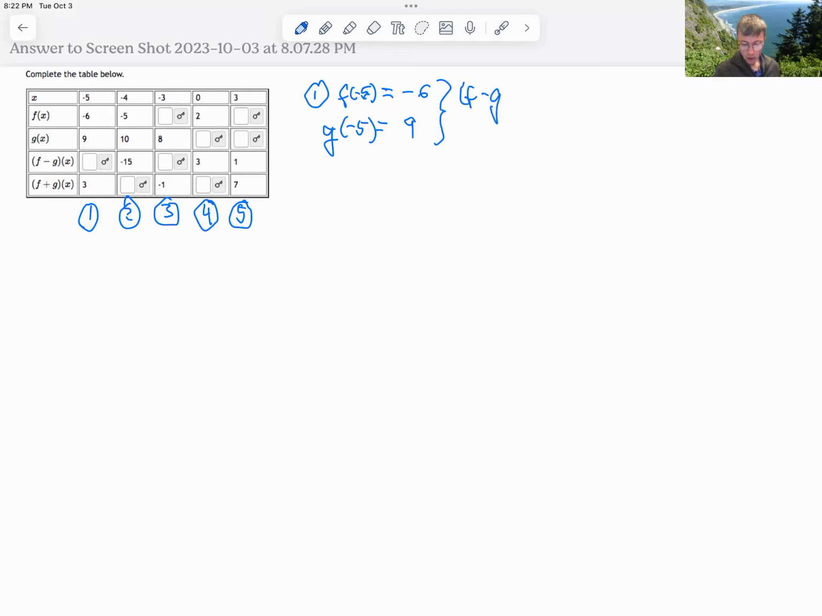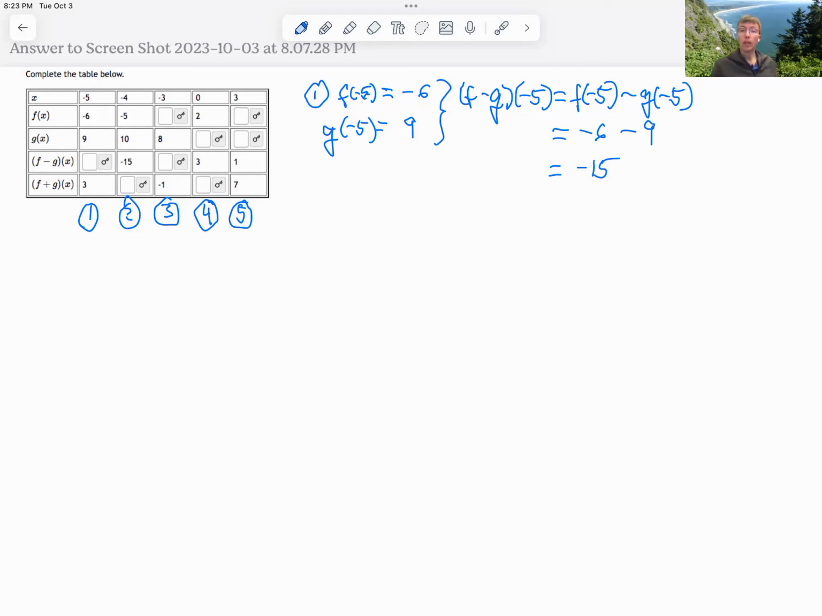F minus g of -5, our x, equals, and so we're coming back to the definition, right? That means it is f of -5 minus g of -5. So we're always coming back to that, knowing what that means, and then we just plug them in. So we have f of -5 is -6, and then minus g of -5, which is 9. -6 minus 9 is -15.